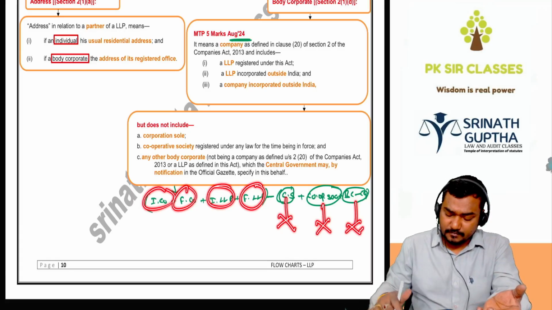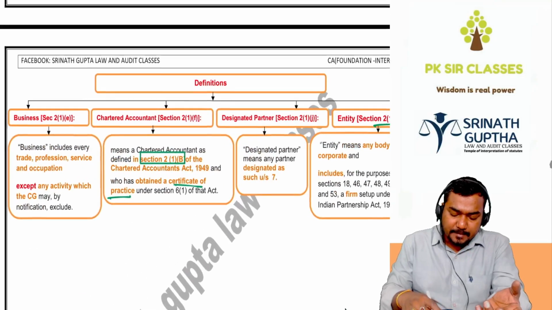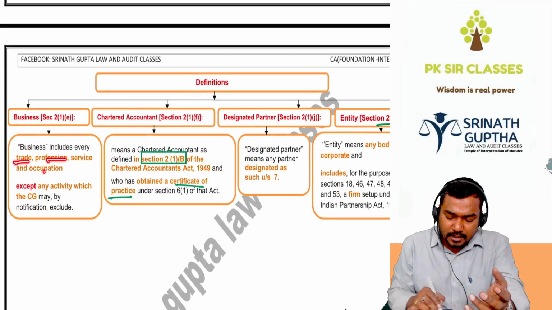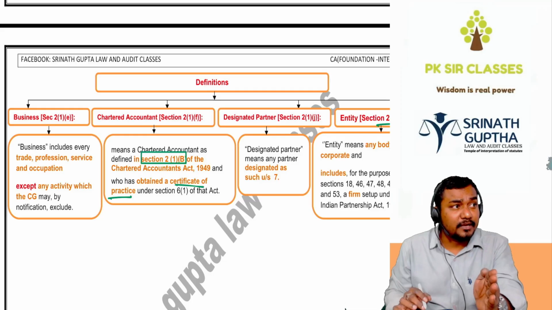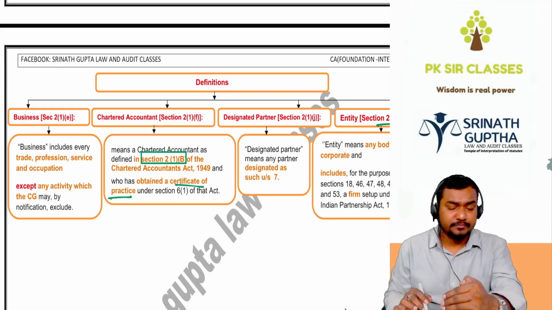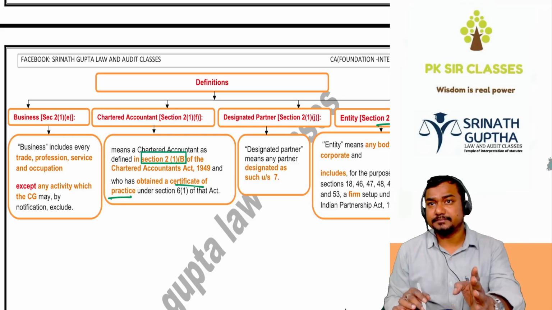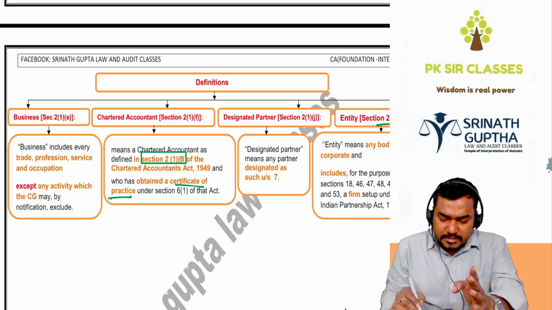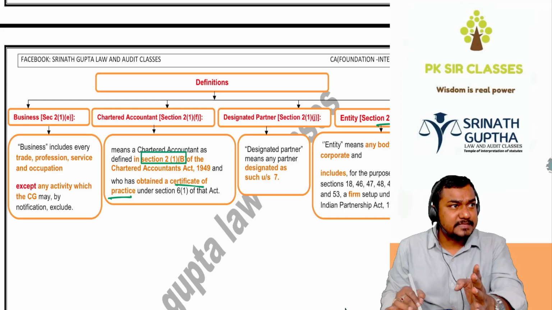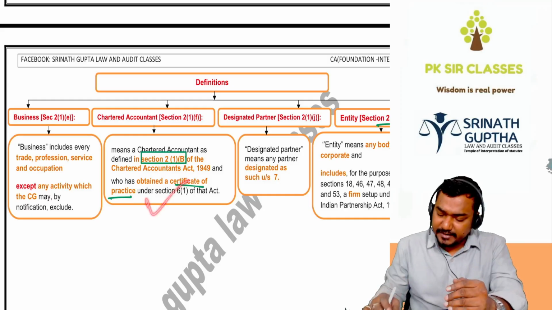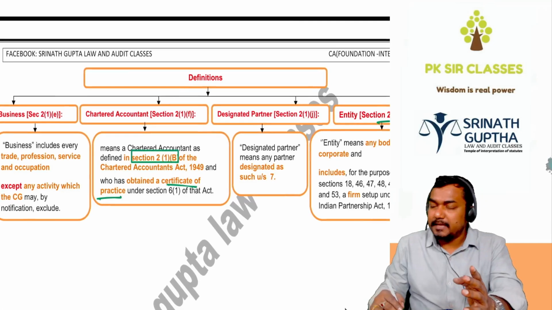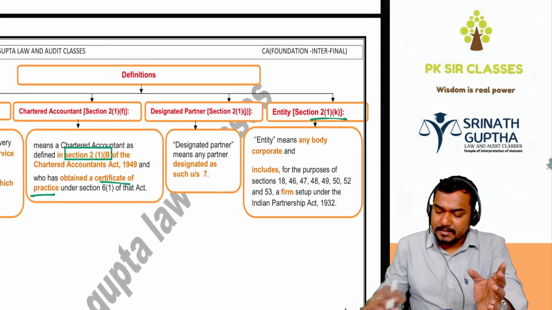Done. Next concept. Business. Business includes every kind of trade, occupation and profession, but it will not include any activity specified by the CG. Definitions are coming in the exam for 3 marks, 4 marks. Chartered accountant means a chartered accountant as specified in the ICA Act, section 2(1)(b), who has a certificate of practice. DP means DP as per section 7.